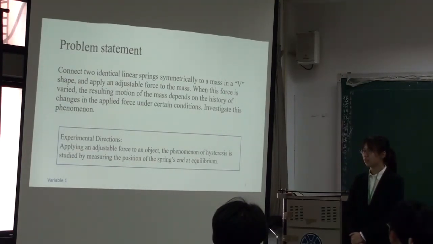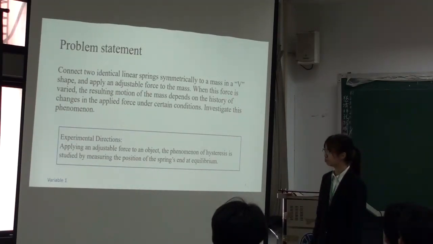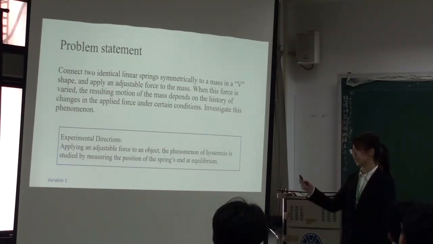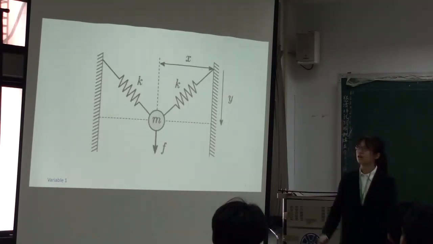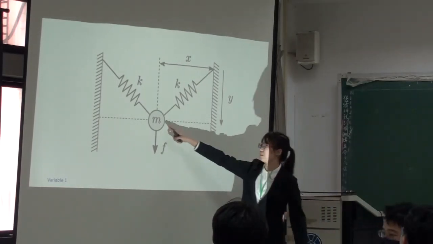Investigate this phenomenon. And our experimental directions would be applying an adjustable force to an object, and the phenomenon of hysteresis is studied by measuring the position of the screens and at the equilibrium. So here's what our system looks like. So this is the mass, and this is the screens.